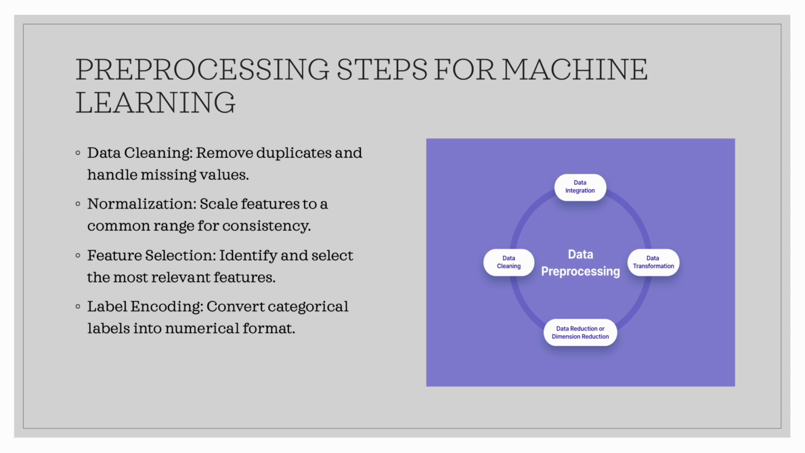Label encoding. It converts categorical labels into numerical format and is used in machine learning models. The steps involved: ordinal encoding, one-hot encoding. And the importance of label encoding is that it is necessary for algorithms that require numerical inputs, ensuring that the categorical data is accurately represented and understood by the model.